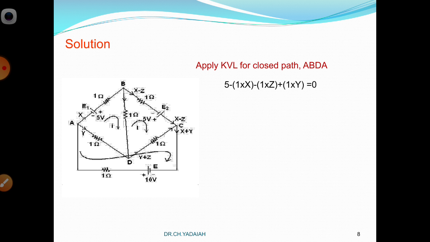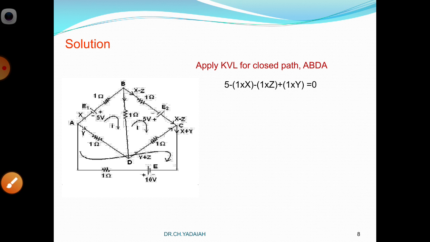Now the resistance value is 1 ohm. 1 into what is the current flowing through the resistor? X amperes. We take X. Minus, bracket, 1 into current value, I into R. So 1 into X. Next, come to the B to D branch. The current in the resistance and the loop current are in the same direction, so we take the minus value. The resistance value is 1 into the current Z. Now from D to A, we take the 1 ohm resistance, 1 into Y.